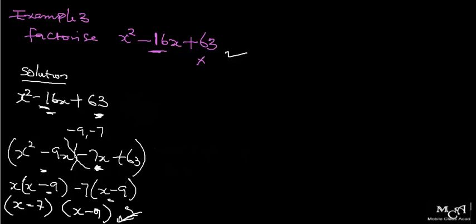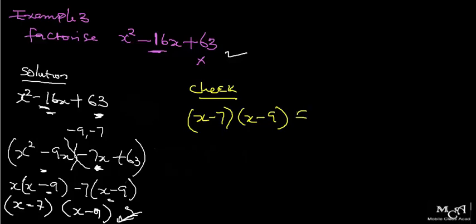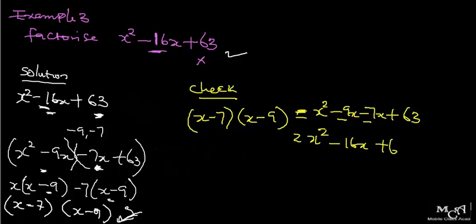Now let's check. Are we right, or do we need to retrace our steps? Let's check. X minus 7 in brackets, x minus 9. So let's open this bracket. And what do we have? If we open the bracket, x times x is what? X squared. X times minus 9 is minus 9x. Minus 7 times x is going to give me what? Minus 7x. Minus 7 times minus 9 will give me plus 63. Now we have our x squared, minus 9 minus 7 will give me minus 16x plus 63.